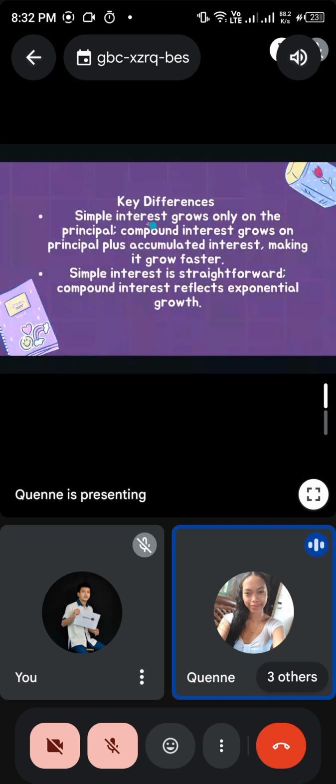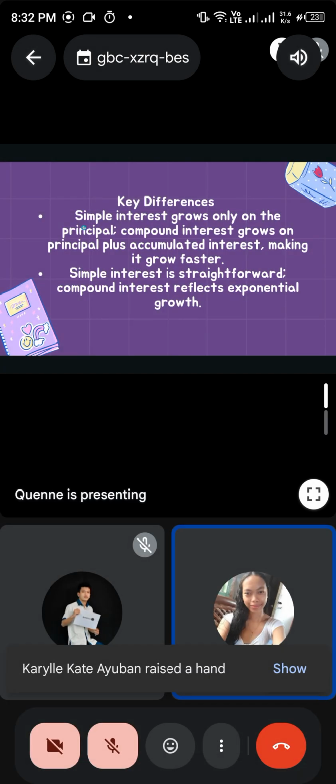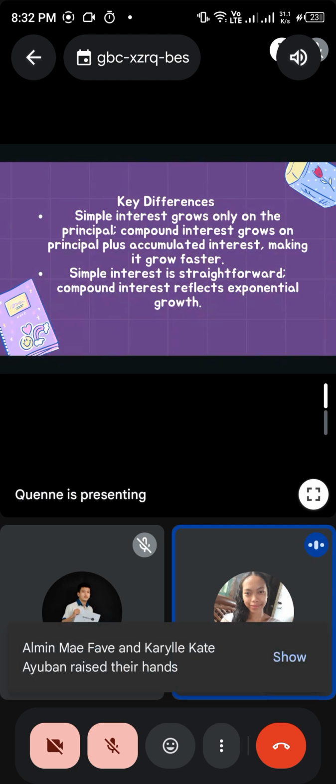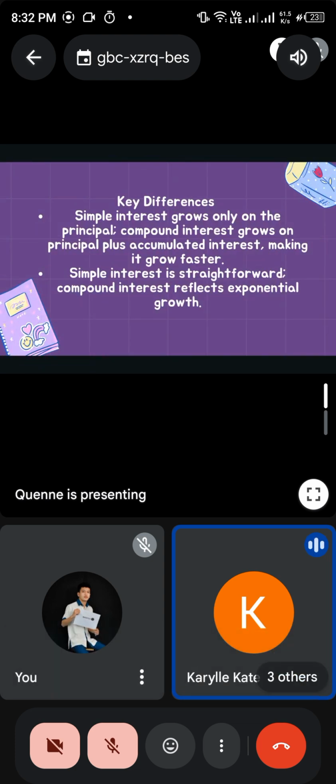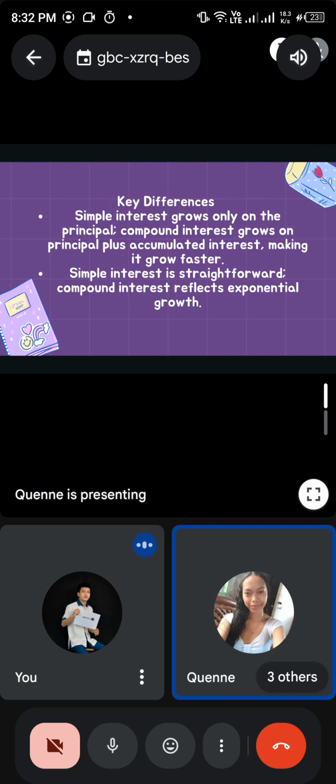So here are our differences. Can someone read the first bullet? Anyone can open your mic. The key difference: simple interest grows only on the principal. Compound interest grows on the principal plus accumulated interest, making it grow faster. Second bullet: simple interest is straightforward, while compound interest reflects exponential growth.